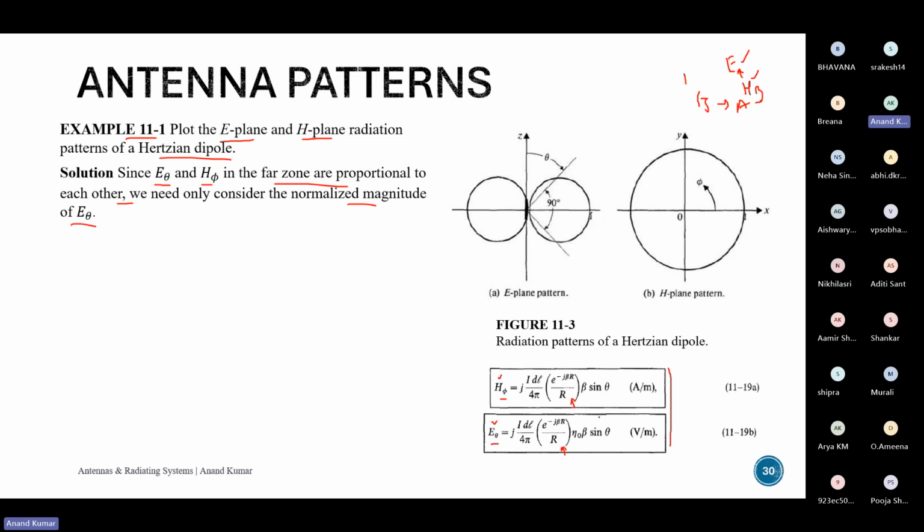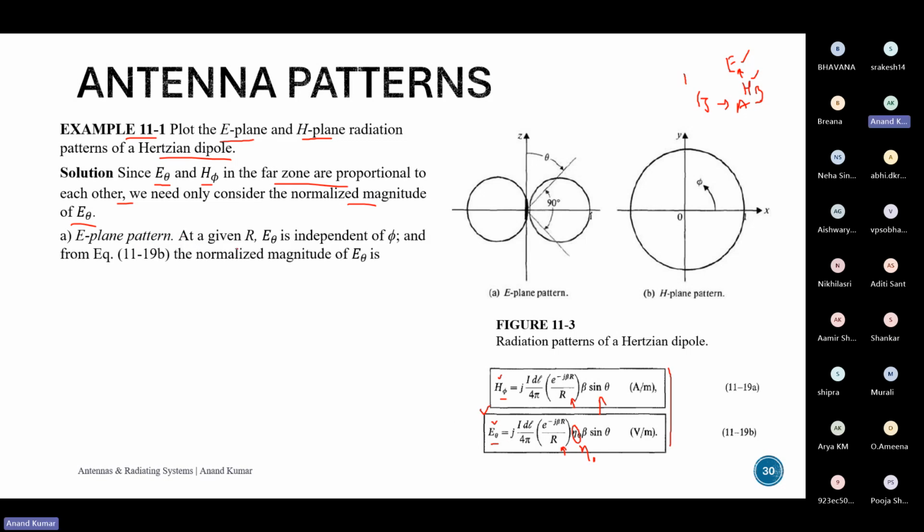These are proportional to each other in the sense that only one term is different in both: the impedance of free space is the only difference between these two expressions. The rest of the things are the same, so we need not consider it. We can just take the electric field values. So we have the E theta expression.